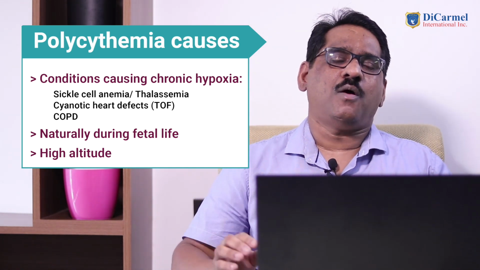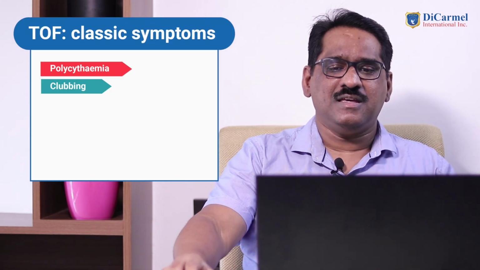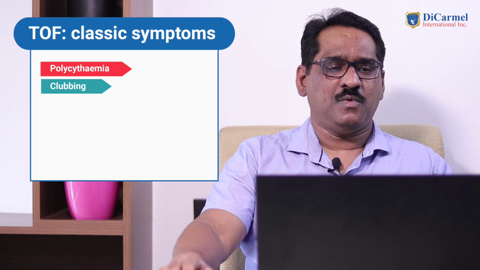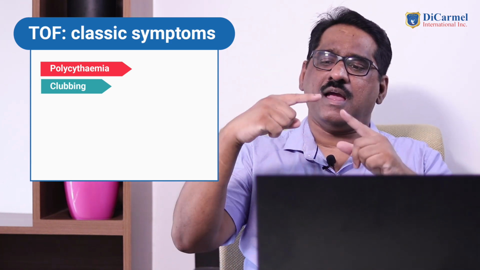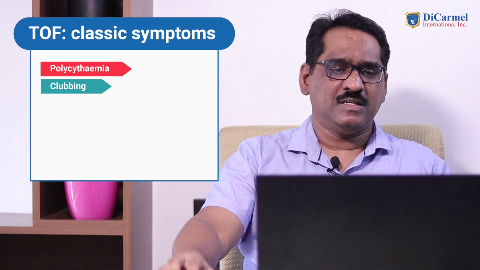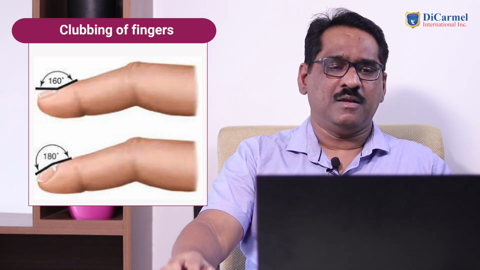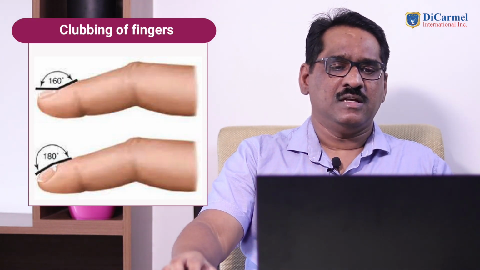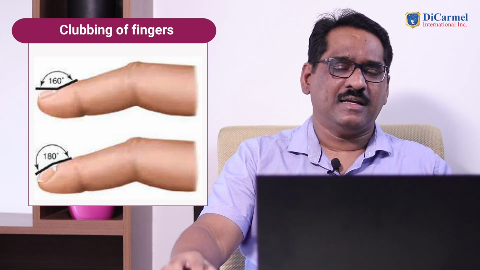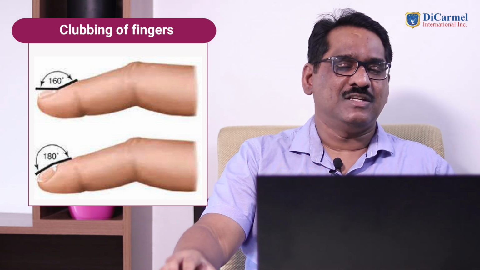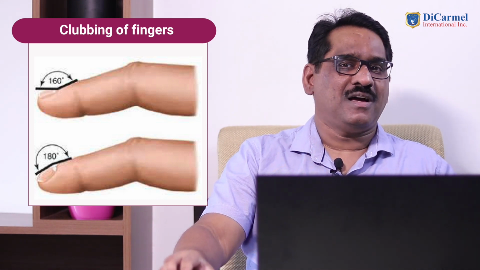Another classic problem these children can present with is clubbing of fingers. And as you can see here in this image, you can see what clubbing is. There is a change in the angle of the nail bed. As you can see, the normal nail bed angle is around 160 degrees, and here it increases to almost 180 degrees or more, with the drumstick or the spoon-shaped appearance, as you may have heard.